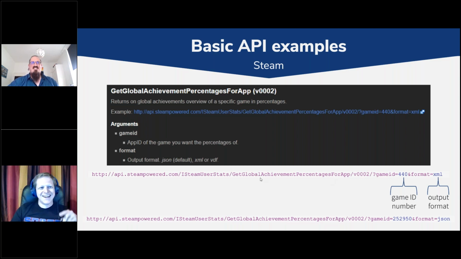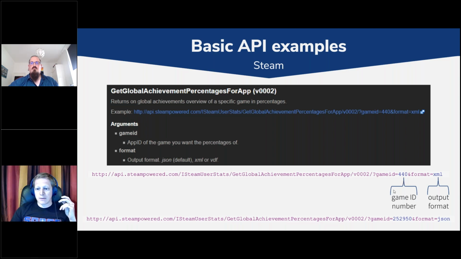So this is the API URL, and they give a game ID, and they want the format that it is in. Since we're doing everything in JSON, I changed it to JSON, and the game ID you can look up in Steam. This is the game ID for Team Fortress, because they probably think people still like that game.